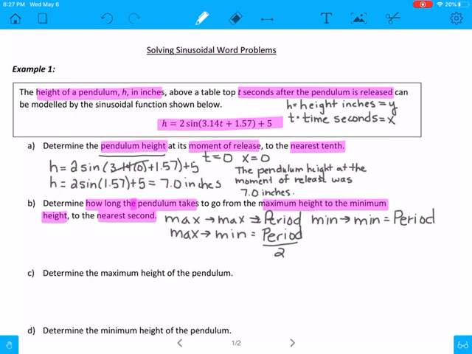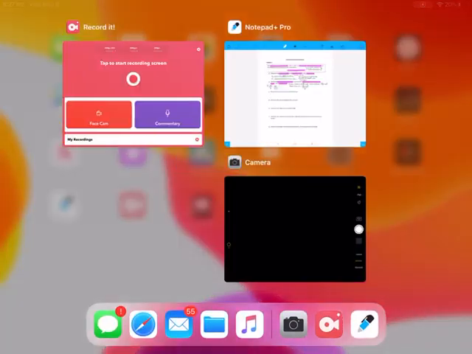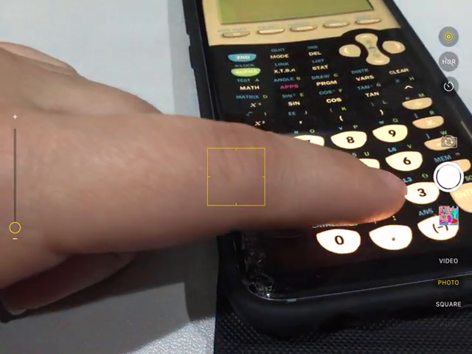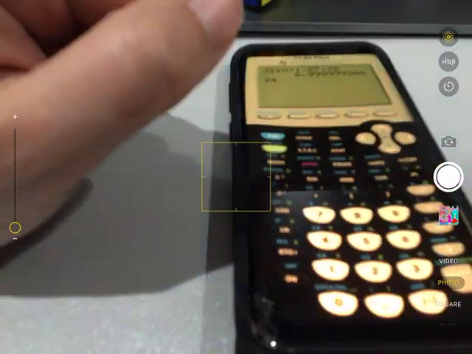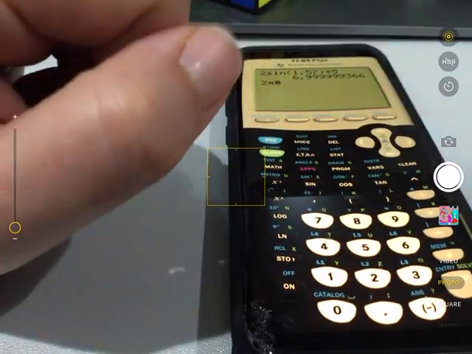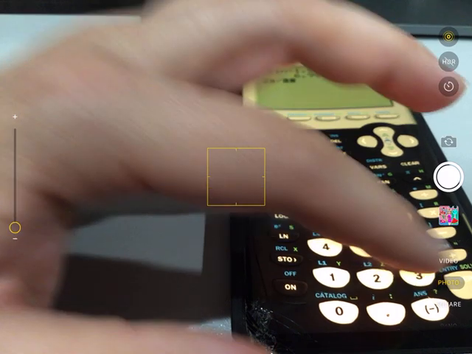How do we find the period when we have an equation? We just did this in our lesson this week. The period is 2 pi divided by the b value of an equation. Remember? So now we're going to get 2 pi divided by 3.14, which equals 2 pi divided by 3.14.